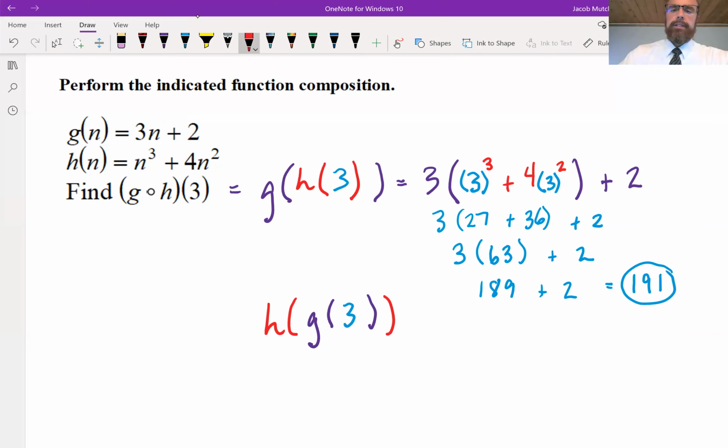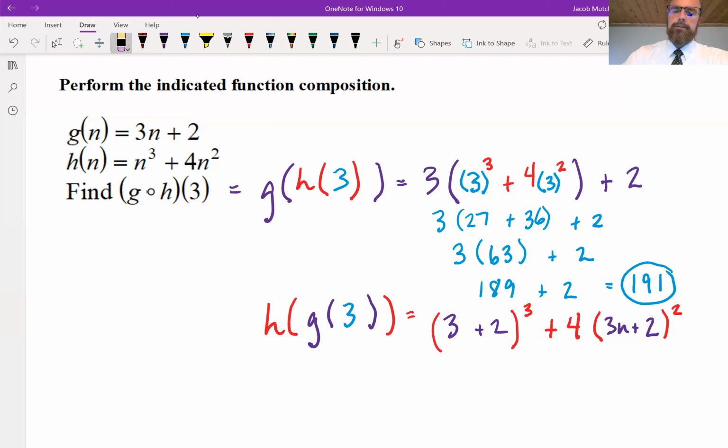Here we're going to start with the h function. So it's n cubed, so I'm going to put my parentheses where the variable was to the power of 3 plus 4. There's another variable occurrence that is squared, so just like I did, I'll leave parentheses there for that. And within those two parentheses, I'm going to compose the g function. So this is 3n plus 2 in both locations.